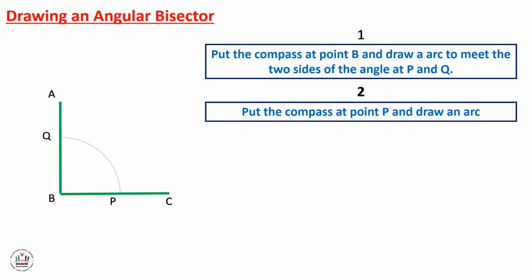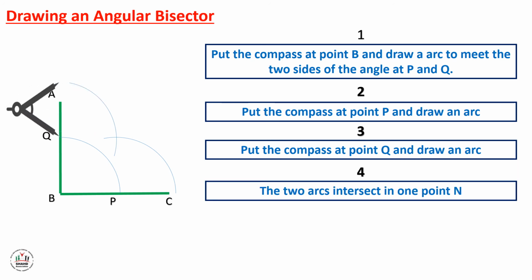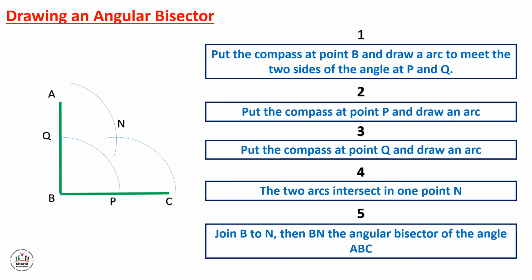Again, we need to put the compass at point B and draw an arc. We keep the compass at the same opening distance and we draw another arc from point Q. The two arcs will intersect at one point. We call it N. Now we can join B to N to get an angular bisector BN for angle ABC, or for angle B.